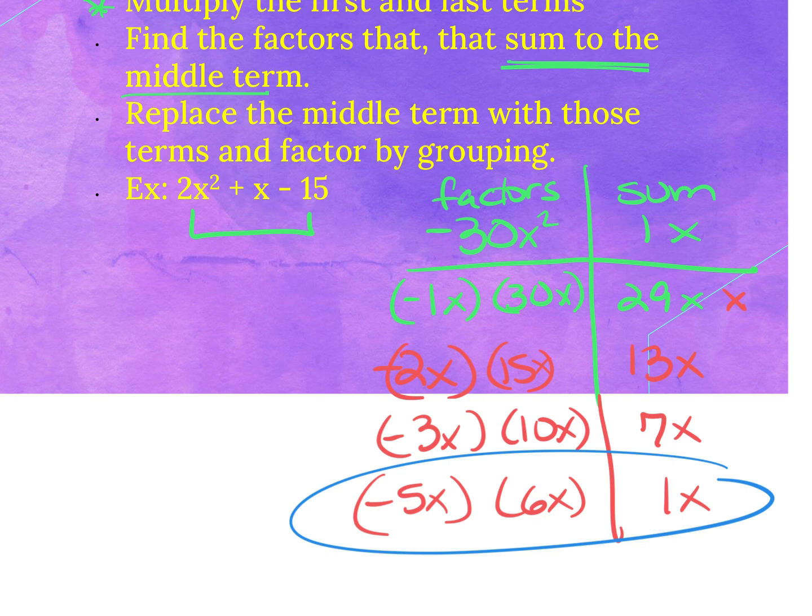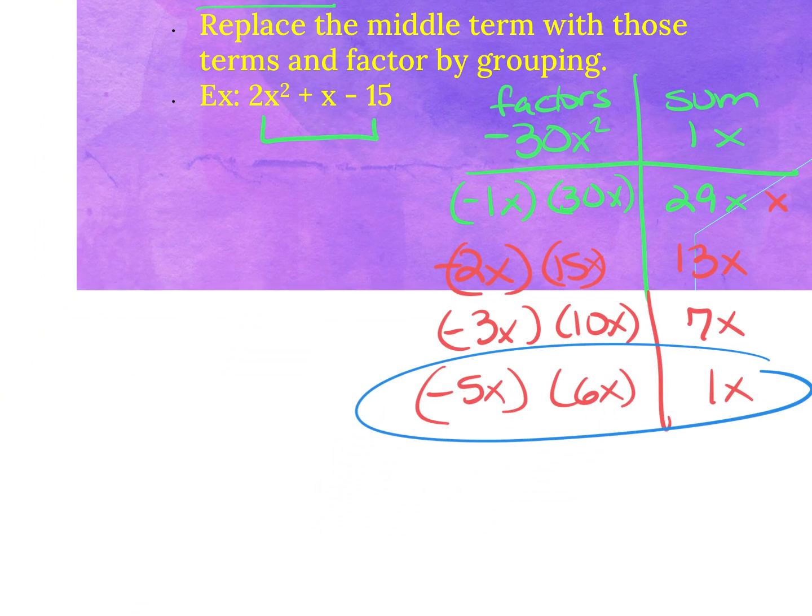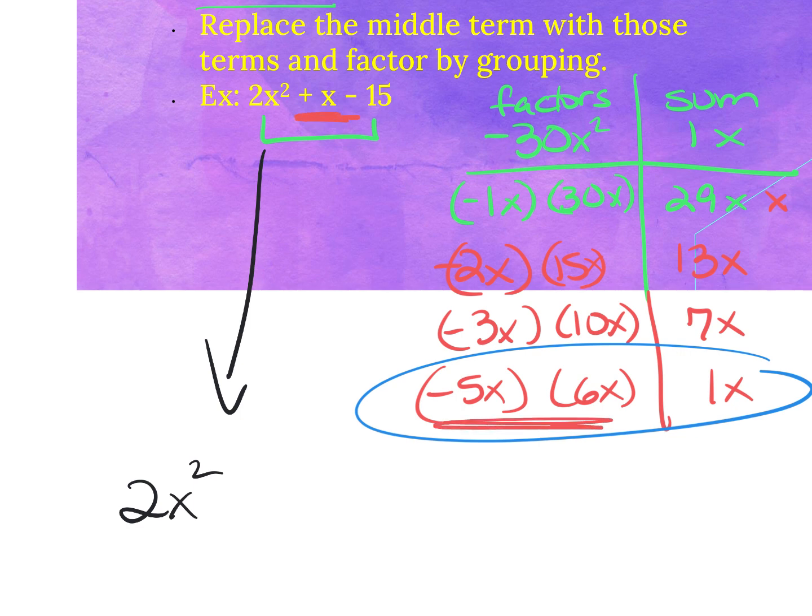All right, so now that we've found the factors, unlike yesterday, we don't put those directly into the binomials. We need to turn this into a 4-term polynomial and then factor by grouping. So now I'm going to take my original problem. I rewrite the first term, the 2x squared. I'm now replacing the middle with these two factors I just found. It doesn't matter if I put the negative 5 first and the positive 6 second, or vice versa. I'll actually show you both ways.